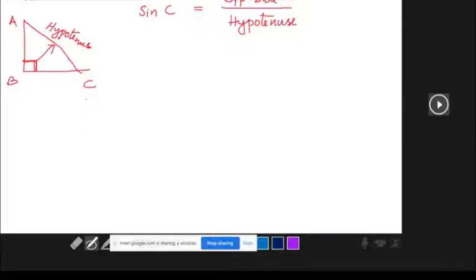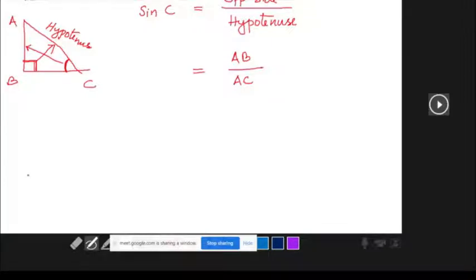Now we are asked to find angle C. Sine of angle C, what did they say? Sine function is given by opposite side by hypotenuse. So what is the side opposite to angle C here? AB. AB by hypotenuse is AC. Understood? So sine function means opposite side by hypotenuse. That is AB by AC.